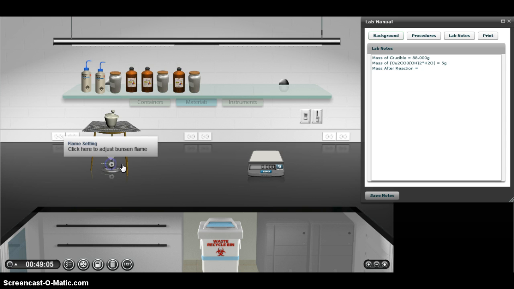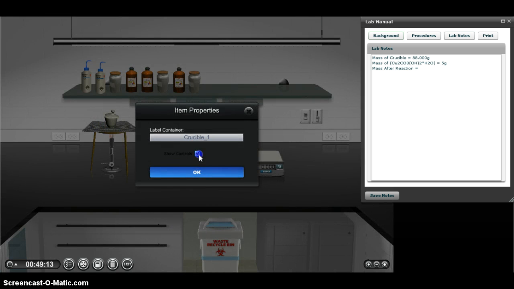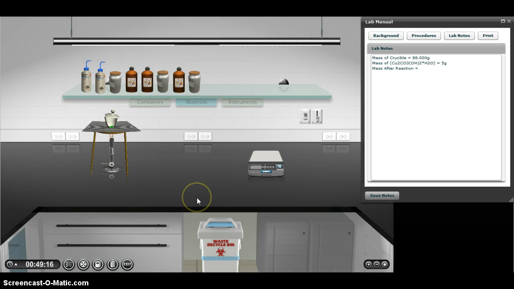Alright, so next we're going to put our crucible on top of the Bunsen burner and turn it onto a low flame, which is usually just one click. And we are going to watch as it gets darker by just clicking on the container and showing the inside of it. And it'll take a few minutes. You can see it's steaming now. It's releasing H2O and CO2.